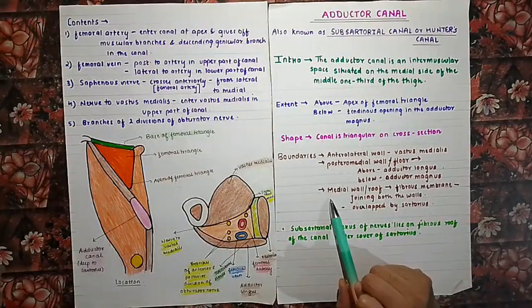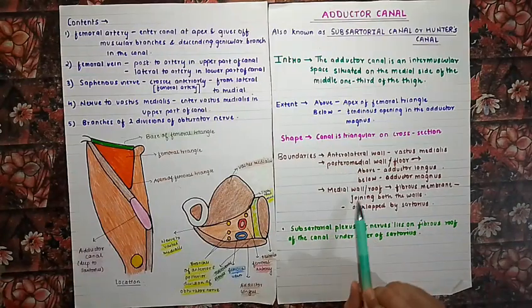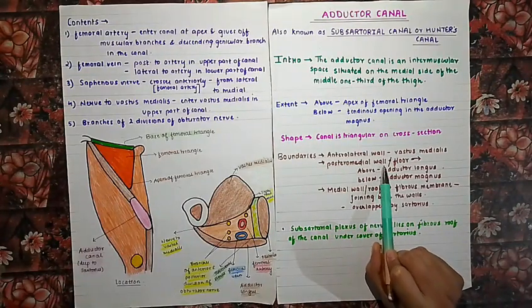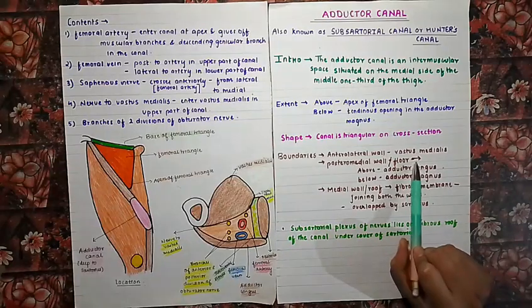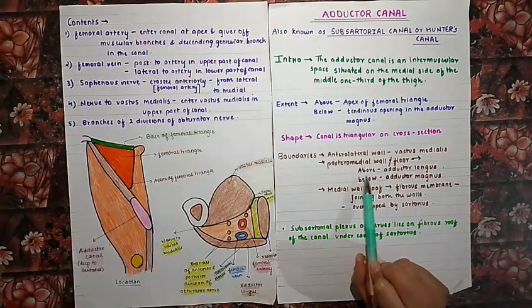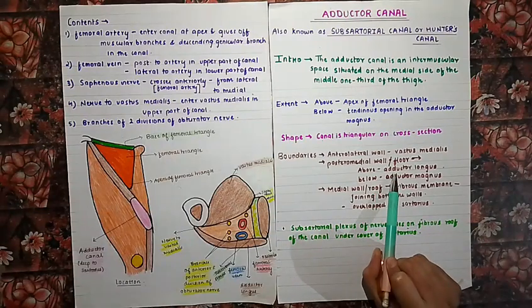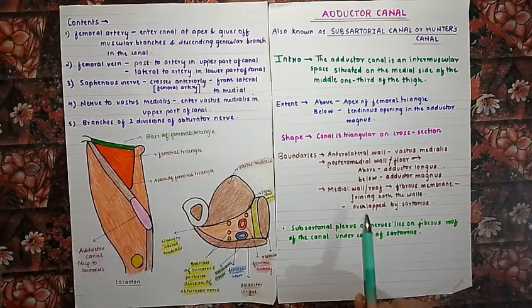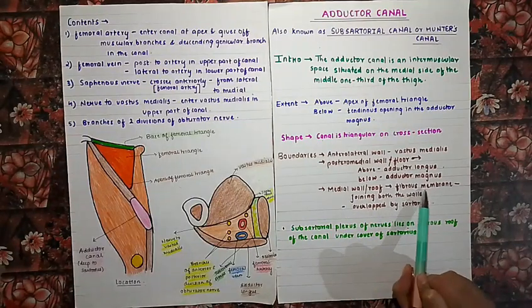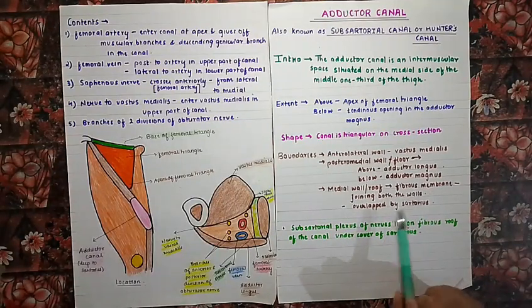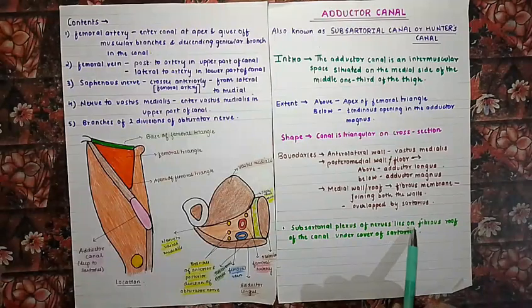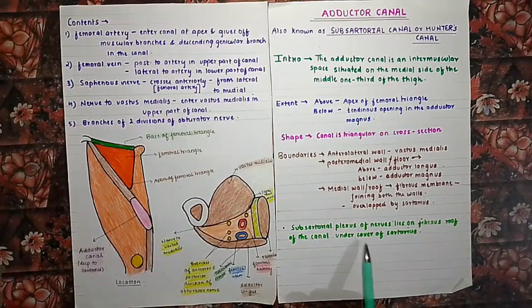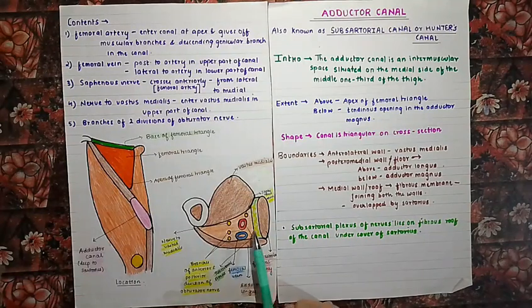It is triangular on the cross section. Boundaries: it has 3 walls: anterolateral, posteromedial and medial wall. And posteromedial is also called as floor and medial wall is also called as roof. Anterolateral wall is bounded by vastus medialis. Posteromedial wall is formed above by the adductor longus and below by the adductor magnus. Medial wall, that is roof, is a fibrous membrane joining both the walls, overlaid by the sartorius muscle. Subsartorial plexus of nerves lies on the fibrous roof of the canal under the cover of the sartorius muscle. As we can see in the diagram, this is the subsartorial plexus.